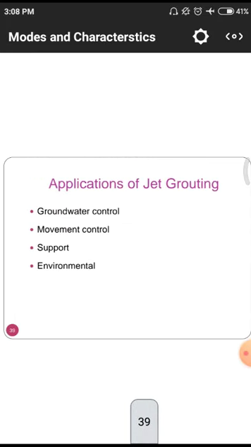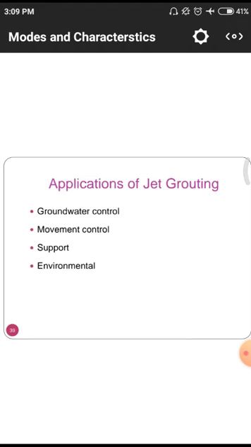Next one is applications of jet grouting. First of all, the purpose of groundwater control. Normally, in different places there may be some leakages that take place in the groundwater. In those conditions we lose a lot of groundwater. So by utilizing this technique of triple jet grouting, we can control the flow of water at ground level.